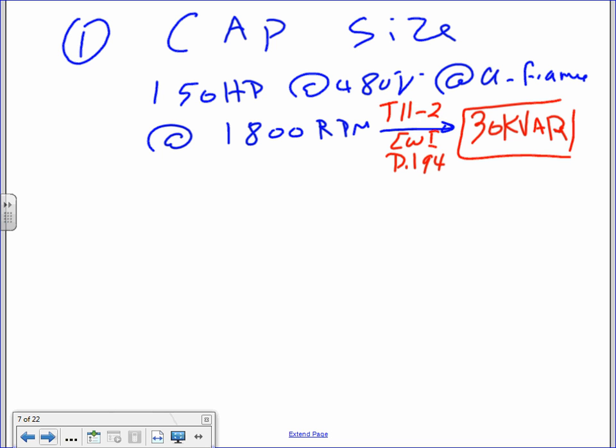Everybody knows how to go there, gentlemen, ladies? 30 kVAR? So table 11-2, Electrical Wiring Industrial. This is supposed to be an E, but she lost her tooth here. When the E gets old, she loses one of her teeth. Page 194.